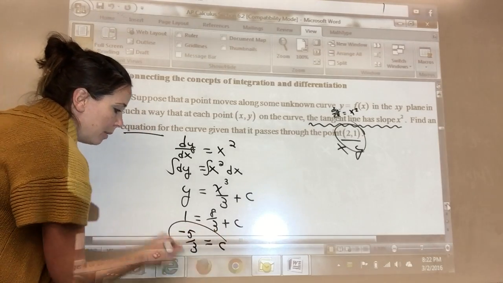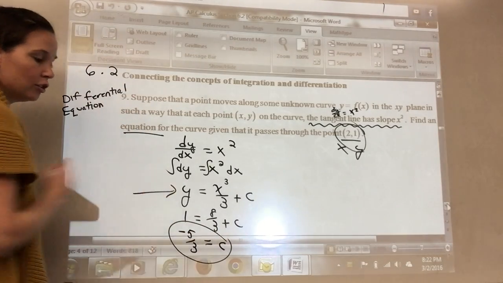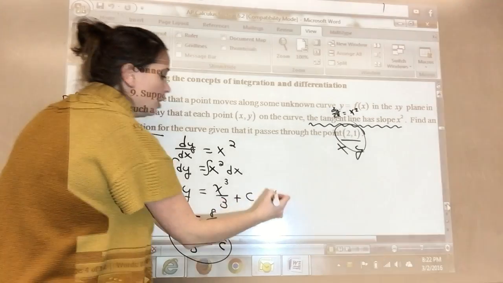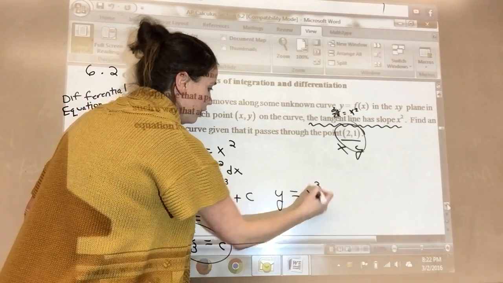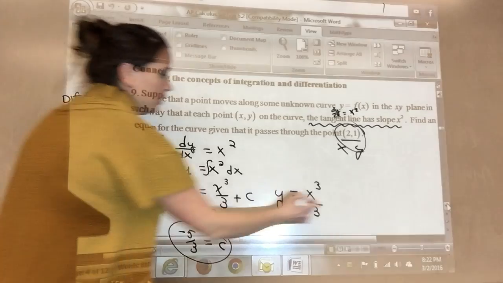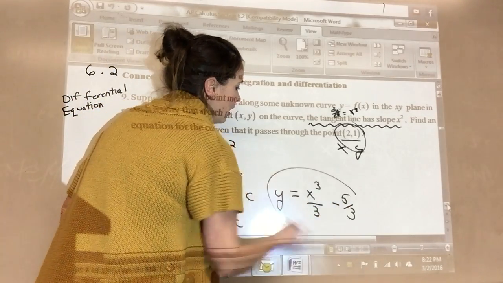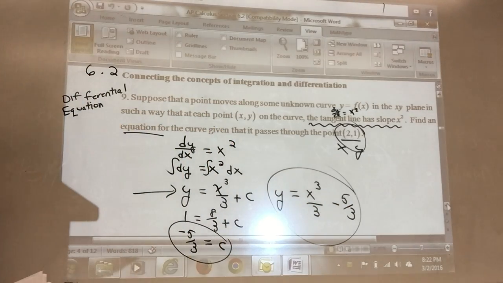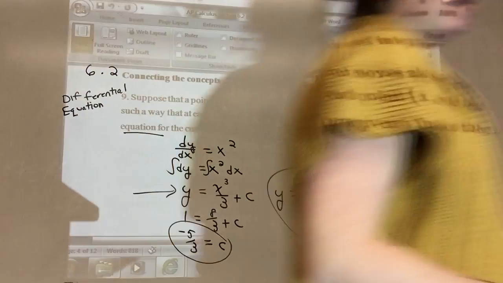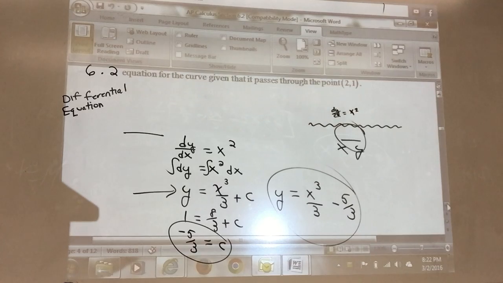And now that I know what my C is, I go back to my function and I say, hey, now I know the whole thing. y equals x to the third over 3 minus 5 thirds. That is the original equation that my particle is traveling along. Okay? So I already read number 10 to you, so go ahead and just skip that. Go to our last page.